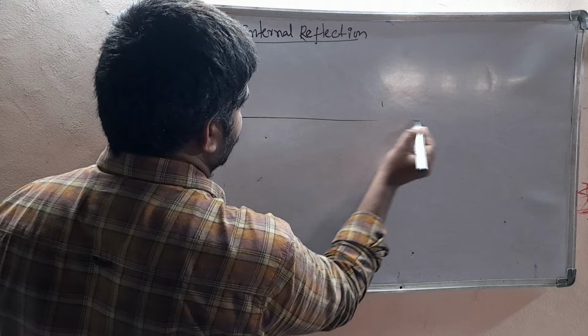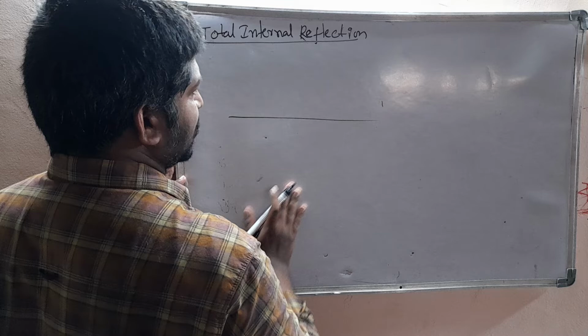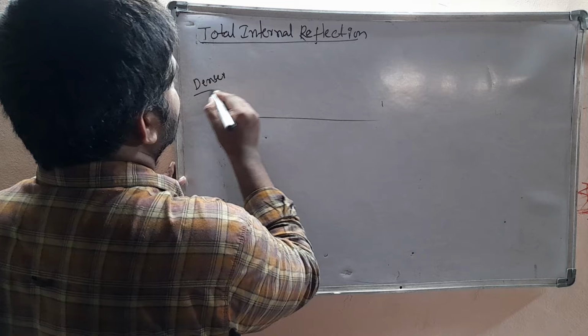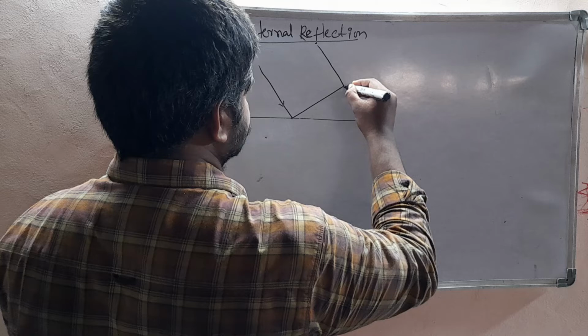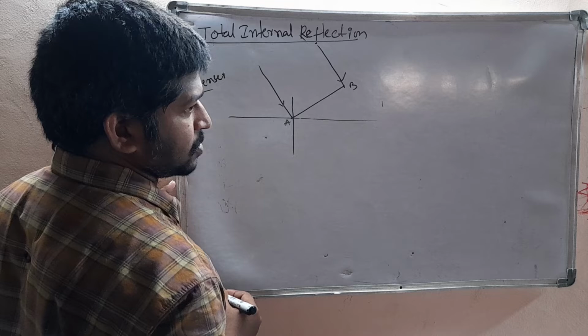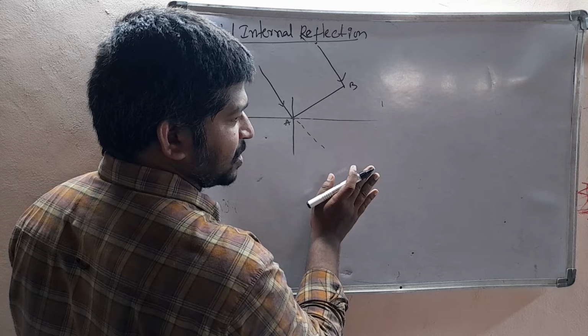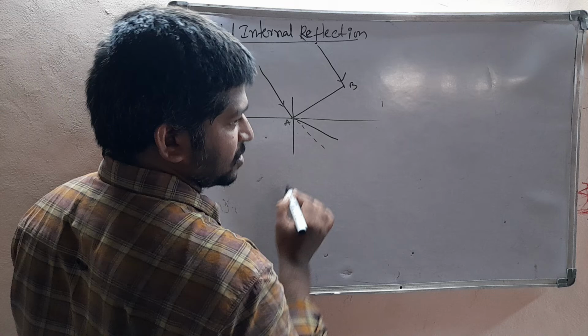It is the interface. So it is a rarer medium, it is a denser medium. What is the first condition of total reflection? The light should pass from the denser medium. We have a wavefront like this. It is point A, it is point B, it is the normal. Without changing medium, it would move like this, but it is a denser medium and a rarer medium. So denser to rarer means the wave moves like this. Similarly, the same concept, the wavefronts move like this.